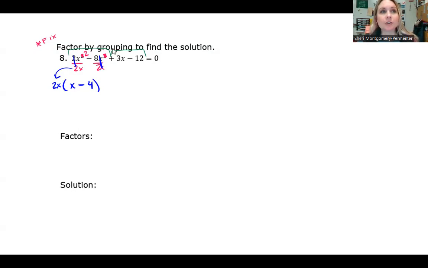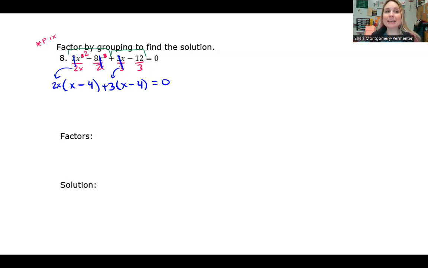For my next group, what's the biggest number that can divide into both 3 and 12? 3. Very good. So I take that 3 and it's going to be rewritten in front. Is that a positive 3 or a negative 3? It's positive 3. 3 divided by 3 is 1, so I'm left with just an x. 12 divided by 3 is 4. I don't know why I put that line, doesn't go there.